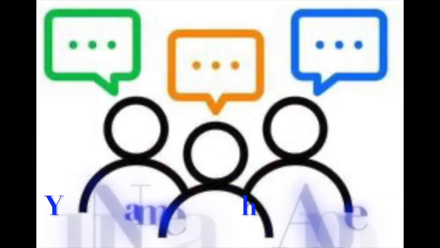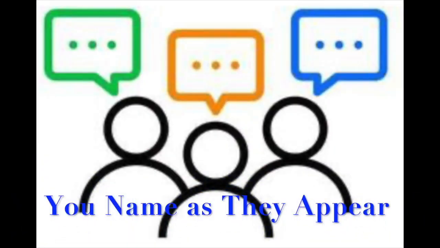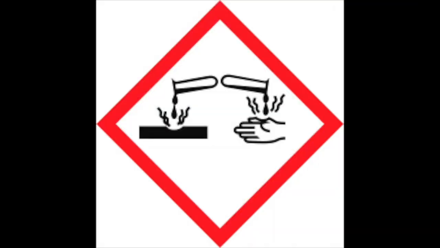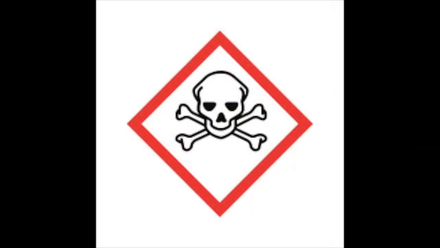So, going forward, I want you to name these one by one as they appear. I'll give you a second before each of the names pop up. What does this one represent? Oxidizer. How about this one? Pressurized gases. And this one? Corrosion. What's this one telling us? Acute toxicity.